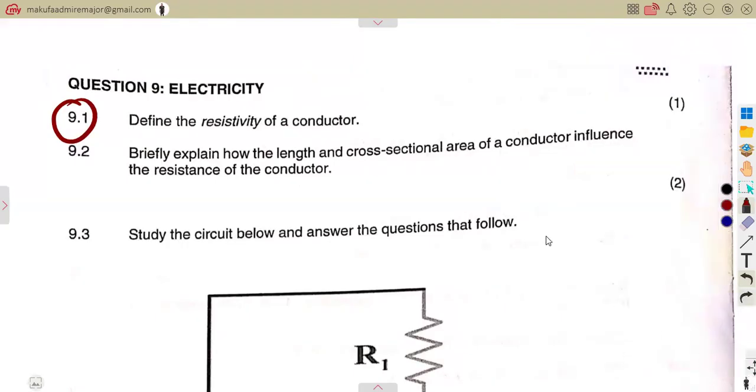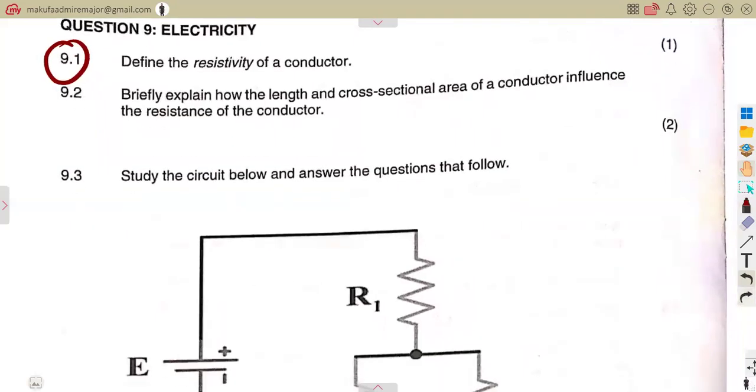Anyways, let's see. So there, the resistivity of a conductor, what is it that you are considering? The resistance measured between two opposite faces of a unit cube of the material at a certain temperature. So it must be taken at a certain temperature.